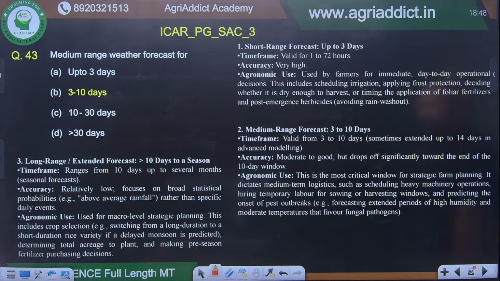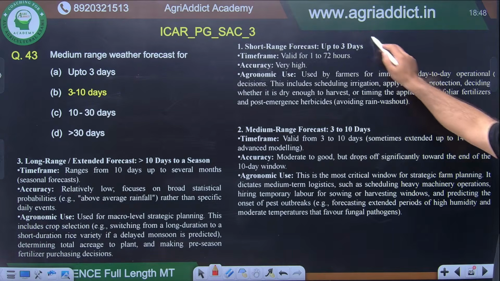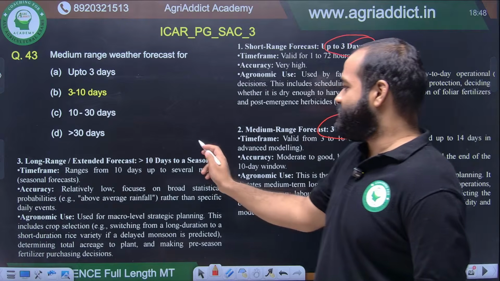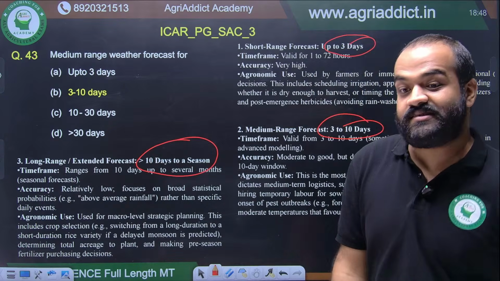Medium range. Here I have given the definition of all three. You can see short range is up to 3 days, less than 3. Medium range is 3 to 10, and long range is more than 10 days to a whole season also.